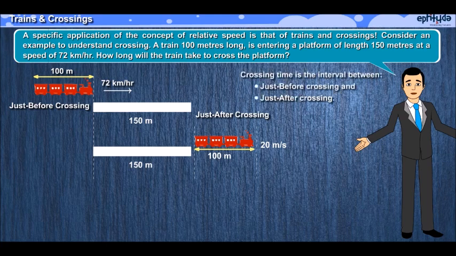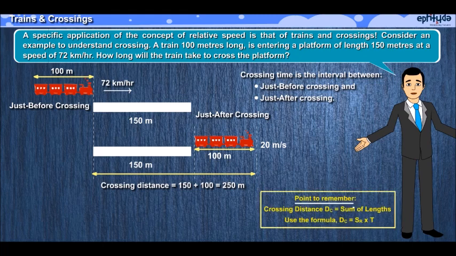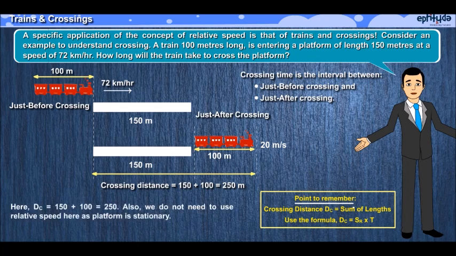Now, crossing time is the time interval between these two particular instants. That is, this is the time that the train would take in order to completely cross the platform. Note that this crossing distance will include the platform's length as well as the train's own length. This is an important point to keep in mind. Whenever we deal with problems on objects crossing other objects, the crossing distance must always be taken as the sum of lengths, and we can also use this in the formula distance equal to speed into time.